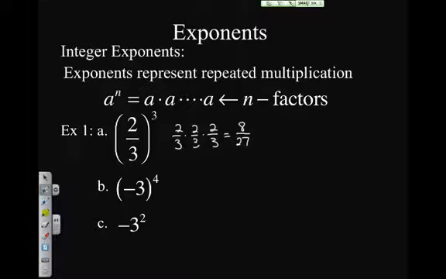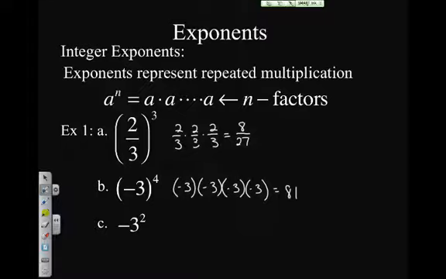Then for example B, -3 to the fourth power. Again, by definition, -3 times -3 4 times. And we remember that when we have 4 negatives multiplied together, the answer will be positive. And then 3 times 3 times 3 times 3 gives us an answer of 81.